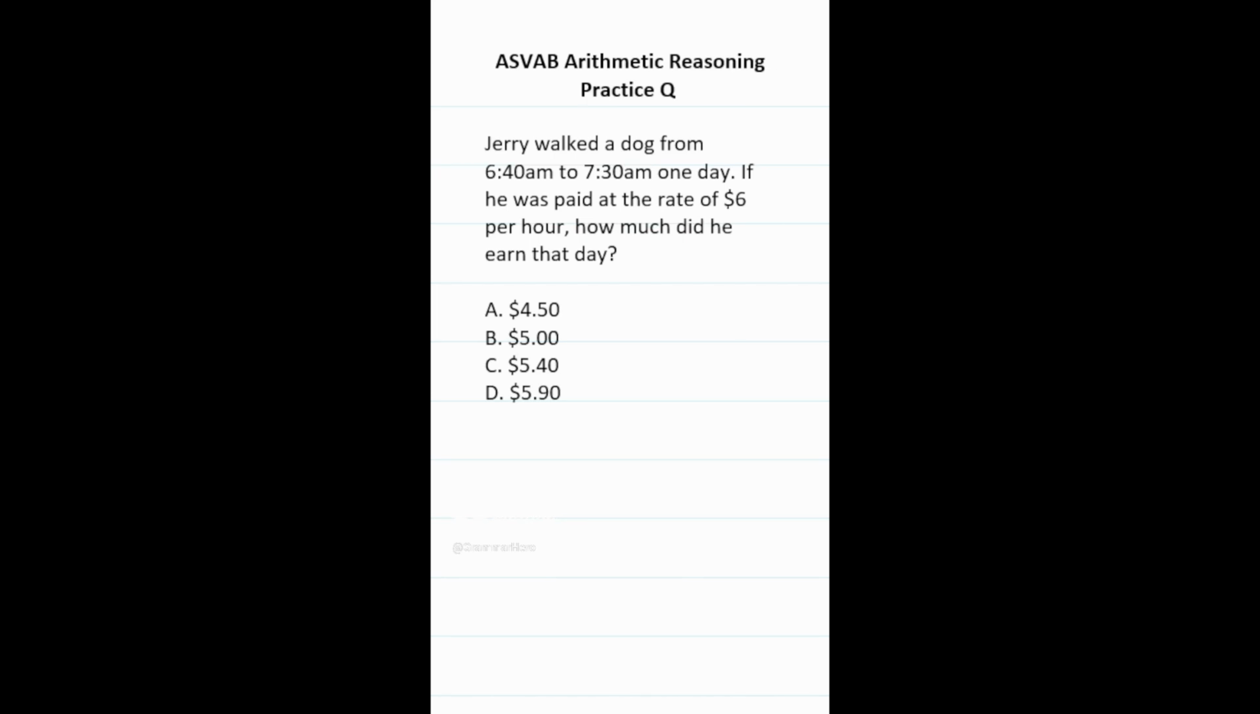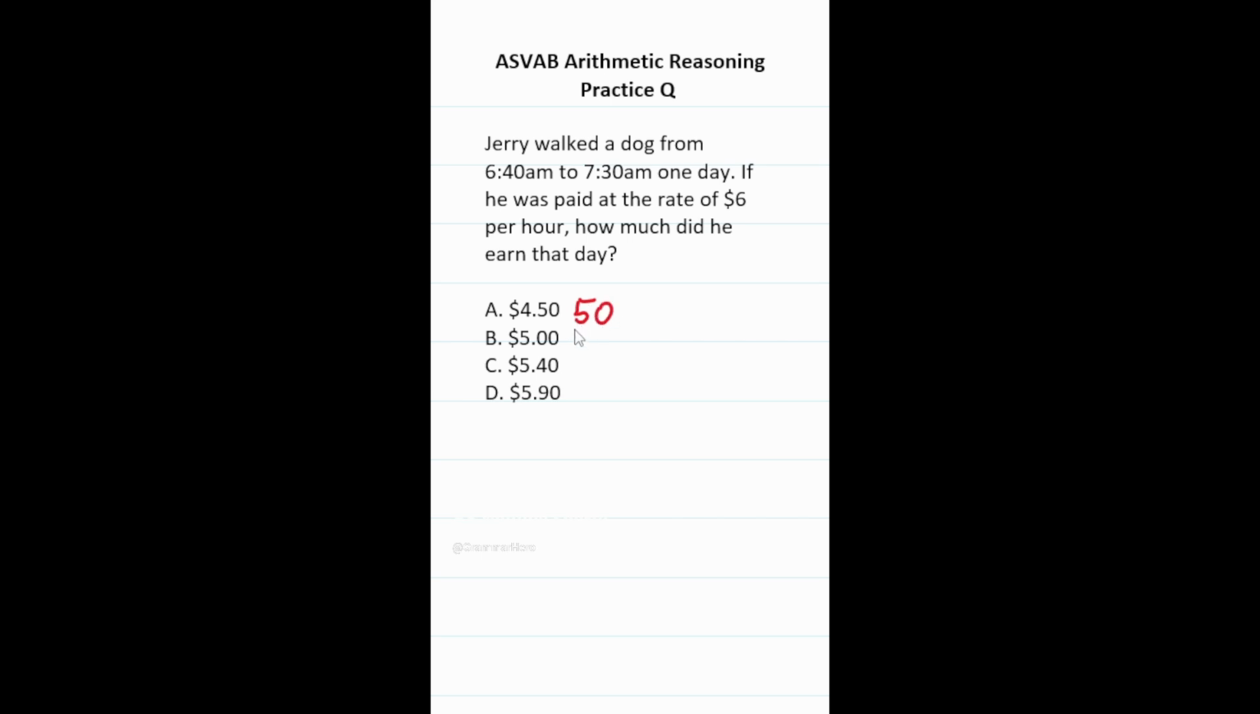This arithmetic reasoning practice test question for the ASVAB and PiCAT says Jerry walked the dog from 6:40 a.m. to 7:30 a.m. one day. If he was paid at the rate of $6 per hour, how much did he earn that day? So first we have to figure out how long he worked for. He worked walking the dog from 6:40 a.m. to 7:30 a.m.